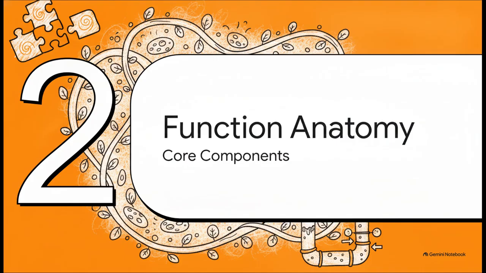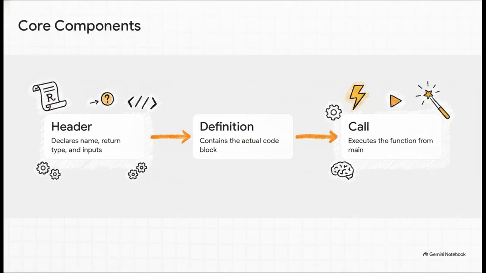Moving on to Section 2, the anatomy of a function. Okay, so the crucial point here is that no matter what language you're typing in, every function follows this exact chronological workflow. First, you declare its rules in the header. This tells the computer the function's name, the type of data it's going to give back, and what inputs or parameters it needs to work. Second, you build the actual logic in the definition. This is the body, the real meat of the function where the work actually gets done. And finally, you execute it using a call. This happens in your main program when you actually want the function to run and do its magic.